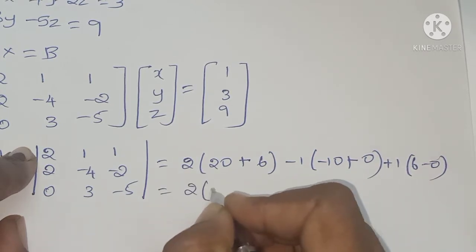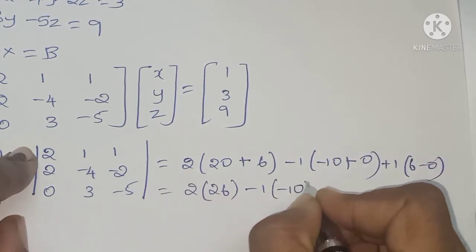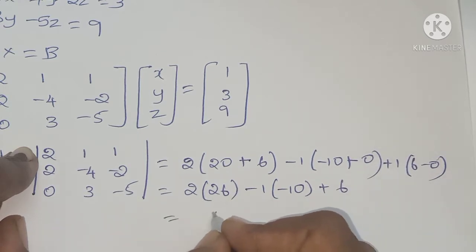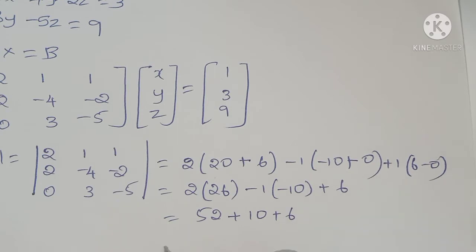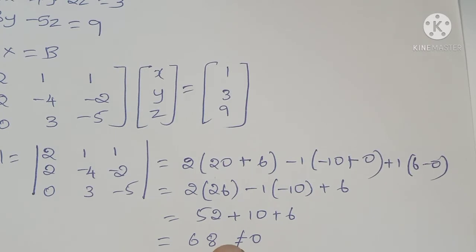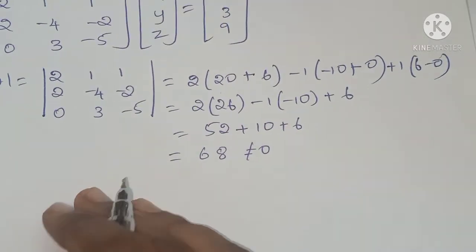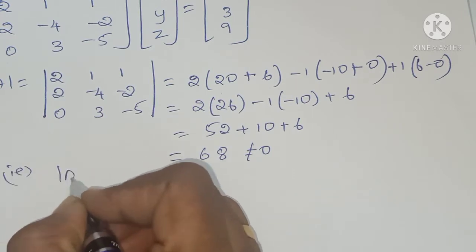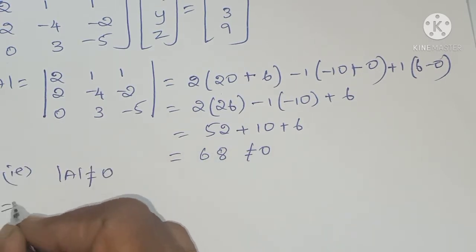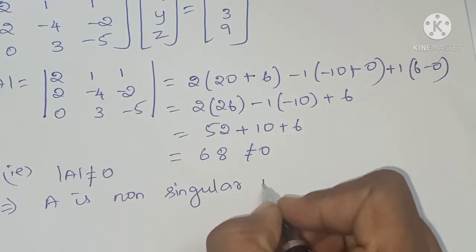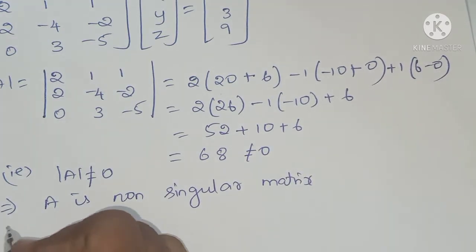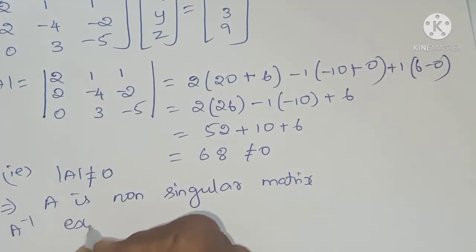So this is equal to 2 into 26 minus 1 into minus 10 plus 6. So 2 into 26 gives us 52 plus 10 plus 6. So this gives 68. So this 68 is not equal to 0. That is, determinant of A is not equal to 0. So this implies A is a non-singular matrix, and we can say that A inverse exists.